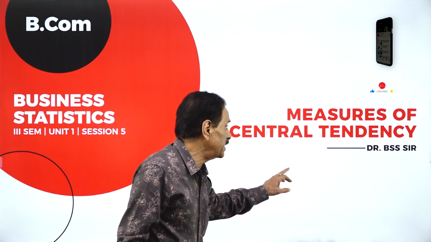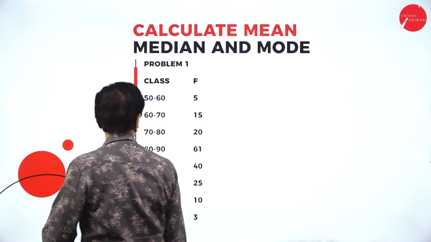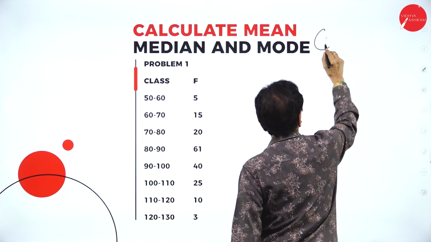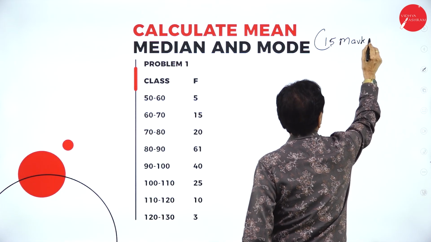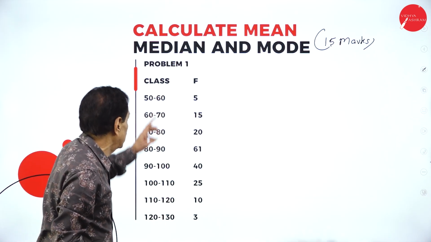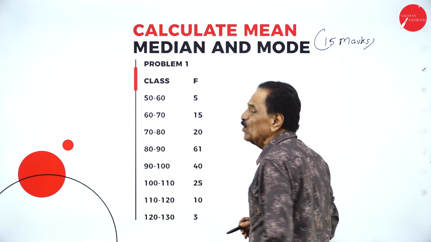Measure of central tendency. This is a problem they have given. They will ask the question for 15 marks. So they have given a class 50 to 60, 60 to 70. Here, what you have to learn.